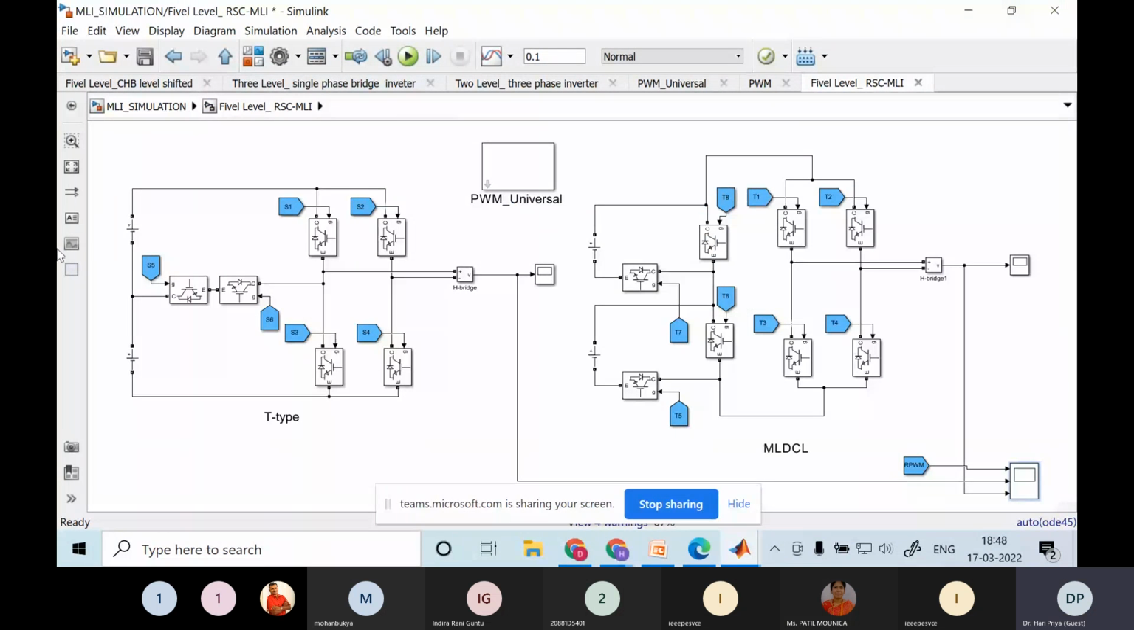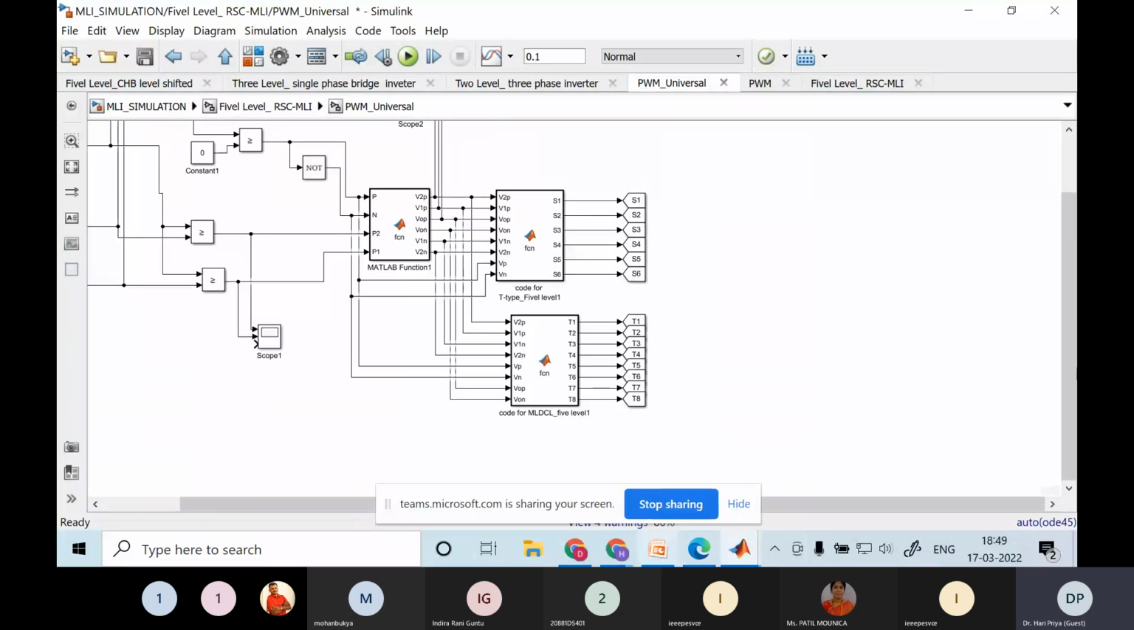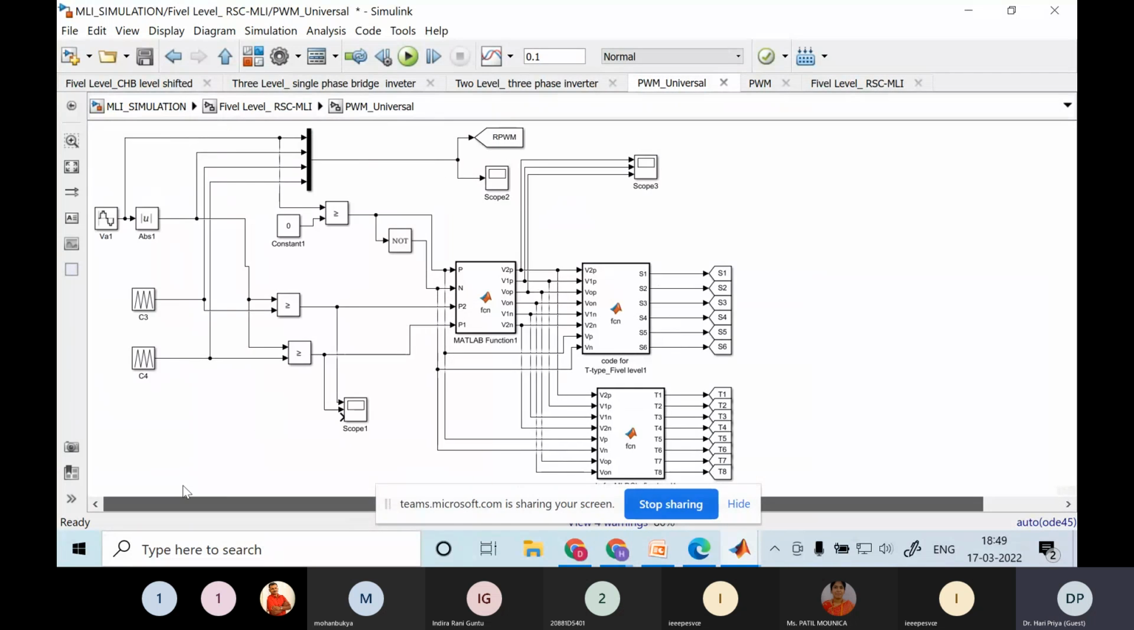See this one. The first one is the T-type topology. The second one is some other configuration, called the MLDCL configuration, that I have taken. My aim is that I have used a PWM and made it a universal PWM. That means it is applicable for both topology 1 and topology 2. So we have stage 1, stage 2, and stage 3. How is it going to happen with respect to that?